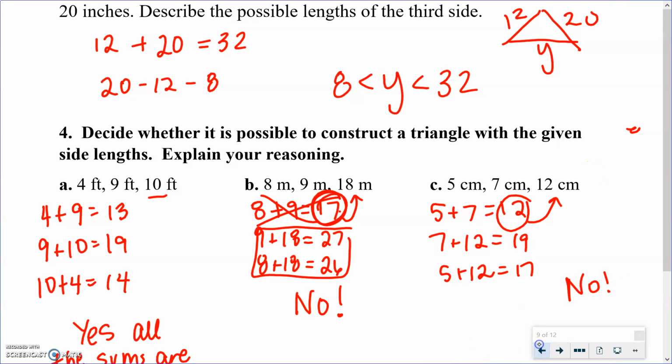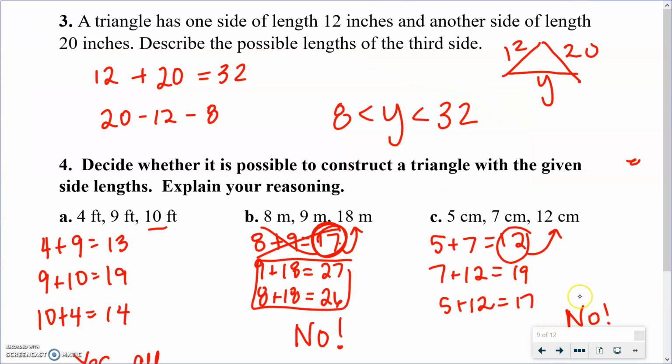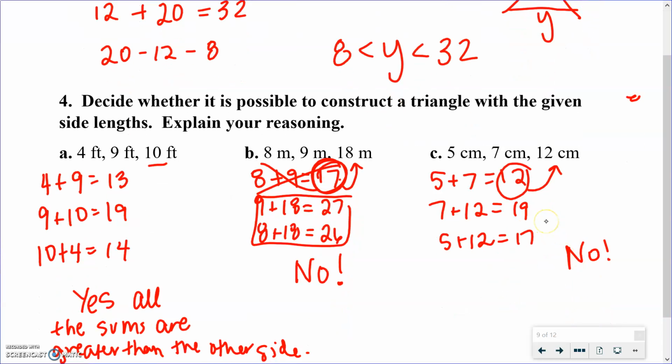So again, we can go back here and look at this. These are all greater than. When you add these two sides together, it has to be greater than that third side. Otherwise, it cannot create a triangle. Okay, it is not possible. But again, you have to be careful. It's not greater than or equal to. It has to be bigger. Okay, so 5 plus 7 is not bigger than 12, so that does not create a triangle.